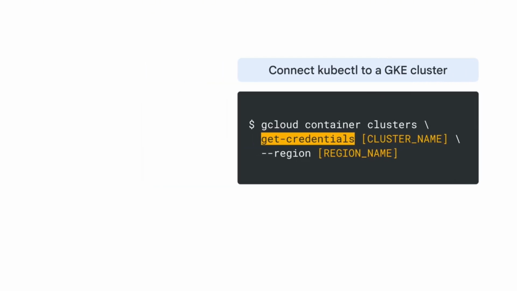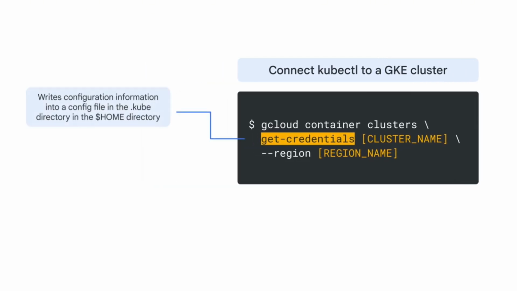By default, the gcloud get-credentials command writes configuration information into a config file in the .kube directory in the home directory. If this command is rerun for a different cluster, it'll update the config file with the credentials for the new cluster. This configuration process only needs to be performed once per cluster in Cloud Shell, because the .kube directory and its contents stay in the home directory.